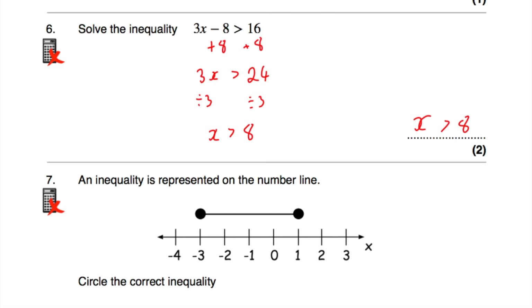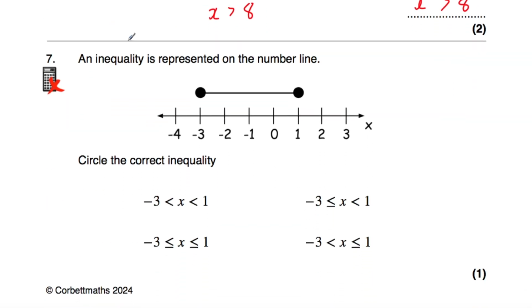Okay, let's look at our next question, question number 7. We've got this inequality represented on the number line, and we've been asked to circle the correct inequality. If we have a look at this, we've got the values of x that are between minus 3 and 1, but they're also shaded in, so it means that x is going to be greater than or equal to minus 3, but less than or equal to 1. So that means it's going to be this one here. The x is greater than or equal to minus 3, but less than or equal to 1.